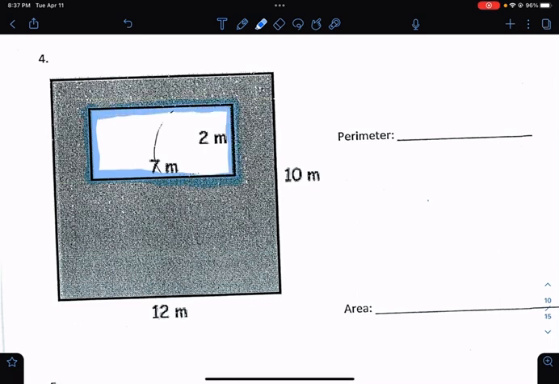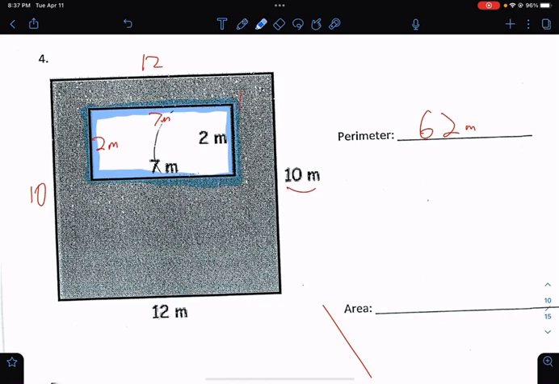Okay, so this is 7. That means the top is 7. This one is 2 meters. And then we have 10 over here, so that means that's 10 over here, and then it's 12 on the top. So if we add all those together, we get 14, 18, 30, 40, 50, 62 meters. You do include the inside.